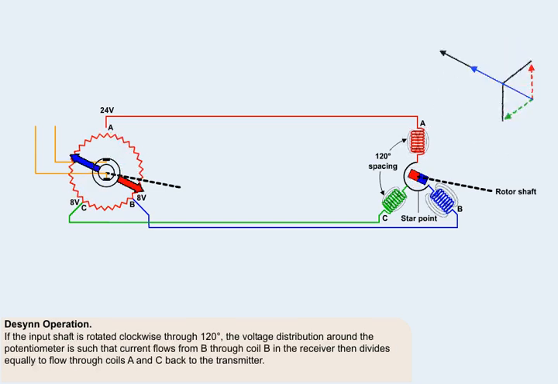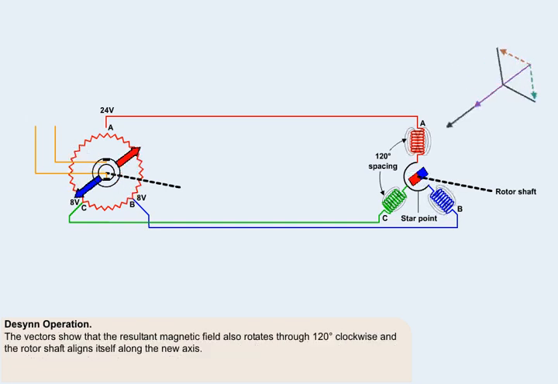If the input shaft is rotated through 120 degrees in a clockwise direction, as shown here, the voltage distribution around the potentiometer is such that the current flows from B through coil B in the receiver, then divides equally to flow through coils A and C back to the transmitter. The vectors show that the resultant magnetic field also rotates through 120 degrees clockwise, and the rotor shaft aligns itself along this new axis.